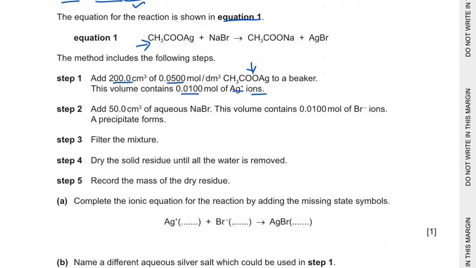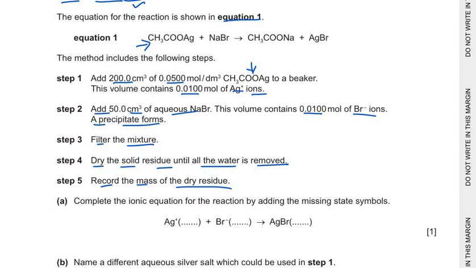Fine. Now step 2 is add 50 cm³ of aqueous NaBr. This volume contains 0.01 moles of bromide ions and a precipitate forms. Filter the mixture. Dry the solid residue until all the water is removed and record the mass of the dry residue. Complete the ionic equation for the reaction by adding the missing state symbols.